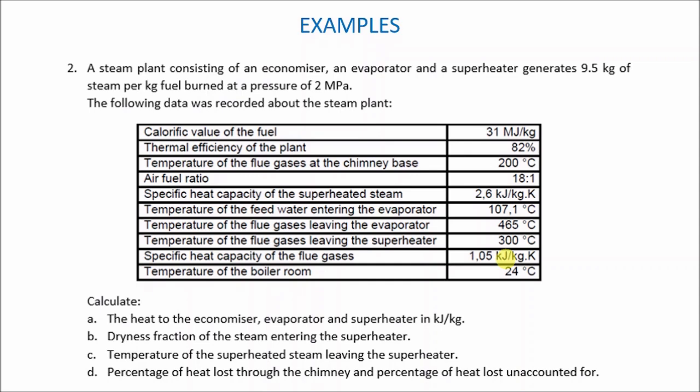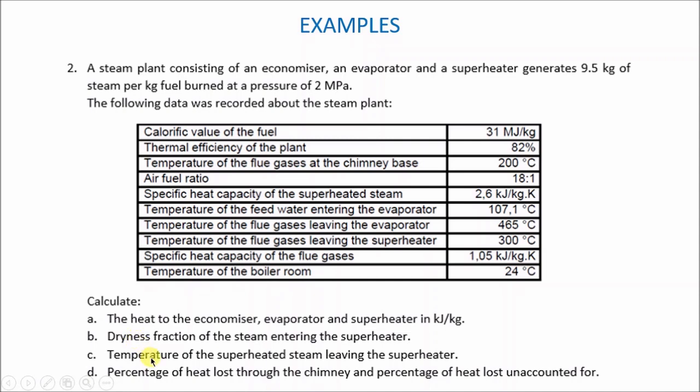And then you are given the temperature of the boiler room. Remember, I told you earlier, when they give you the temperature of the boiler room, that's the same thing as saying atmospheric temperature is 24 degrees. And now what they want is the heat to the economizer, the evaporator, and the superheater. And then they want the dryness fraction of the steam entering the superheater. And remember, for the steam entering the superheater, we're looking at the flow of water. If you look at the enthalpy before the superheater, it's actually a wet enthalpy. Now they want the dryness fraction for that.